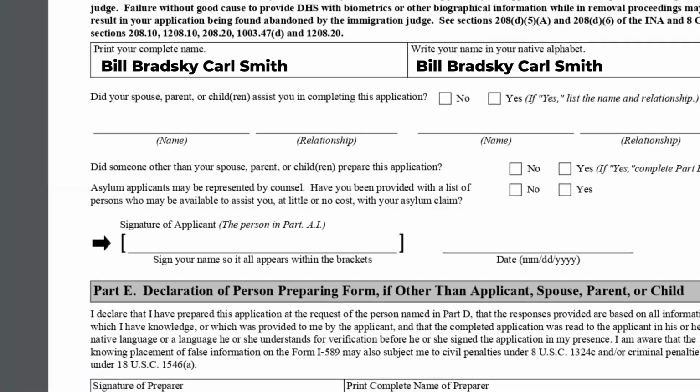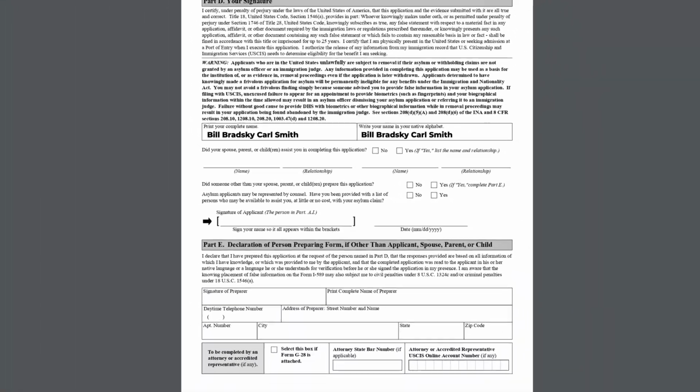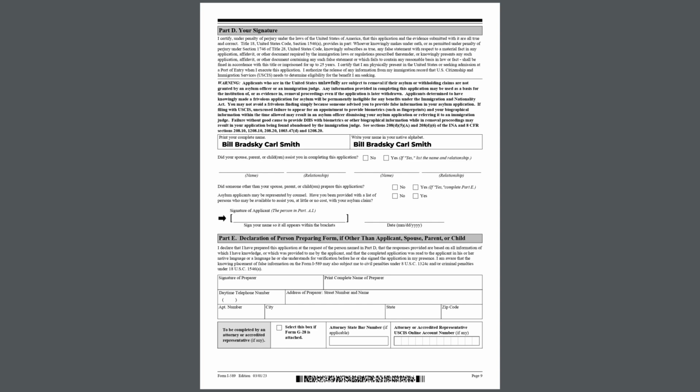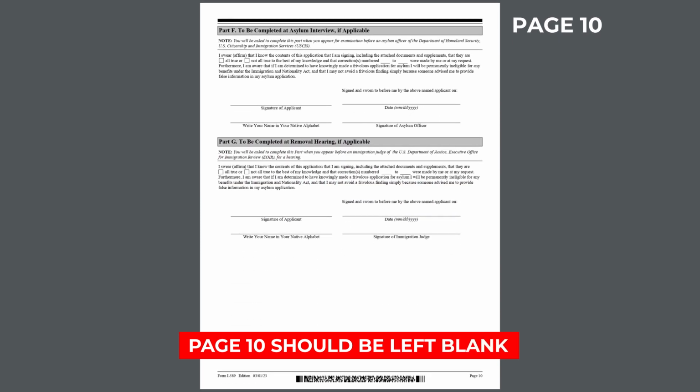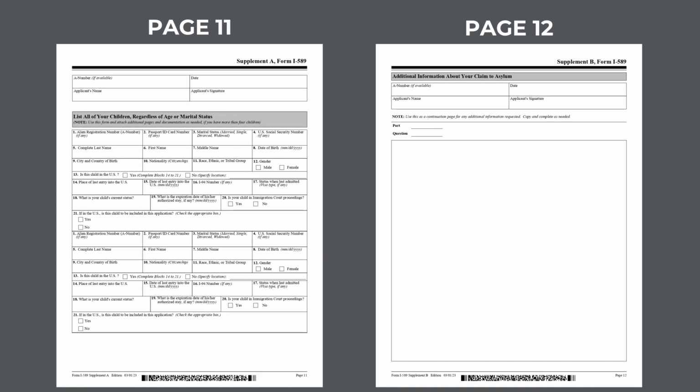All right, we're on the last step for page 9, and indeed for the whole asylum application form. As I said earlier, we're not going to cover Part E, which is for non-family preparers, and page 10 is not to be filled out yet. You'll deal with that page at your asylum interview or immigration court hearing. To be clear, page 10 should be left blank. Do not do anything with it. And we've already talked about pages 11 and 12.